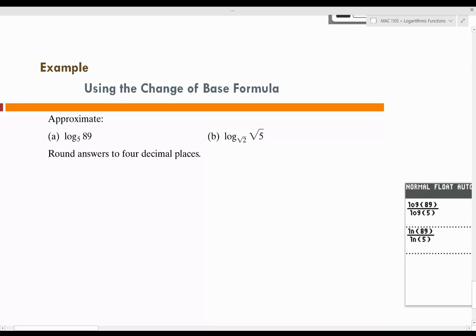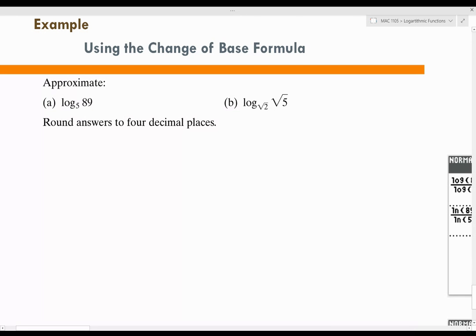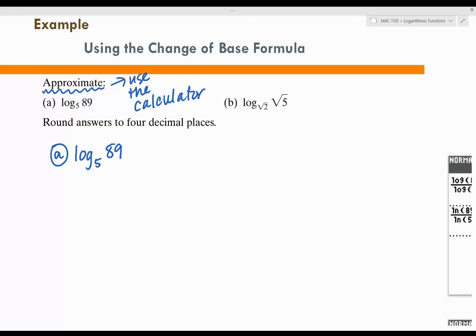All right, so this tells us to approximate. So they want us to approximate a, which is log base 5 of 89. So approximate, even if you forget, is your key word to use the calculator, because you're rounding. So I'm going to write our problem, log base 5 of 89. Remember, I need to use the change of base formula because I don't have a log base 5 button on my calculator. So I can use either one of those versions.